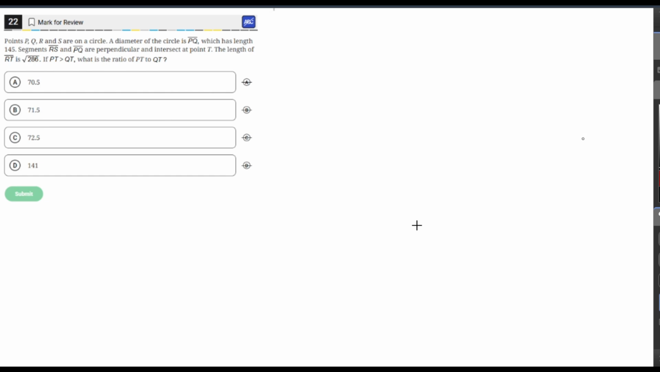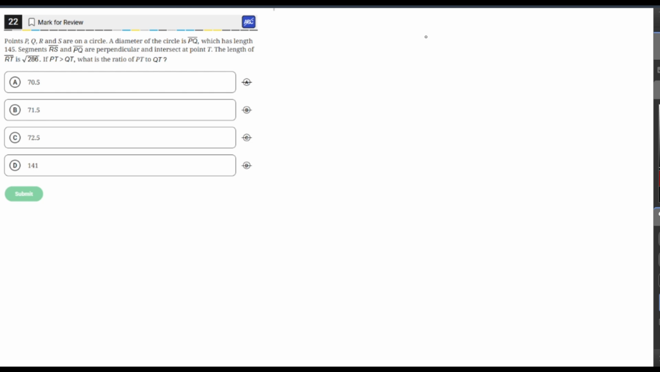Today we're going to be taking a look at an SAT question. Points P, Q, R, and S are in a circle, and a diameter of the circle is PQ, which has length 145. Segments RS and PQ are perpendicular and intersect at point T. The length of RT is root 286. If PT is greater than QT, what is the ratio of PT to QT?